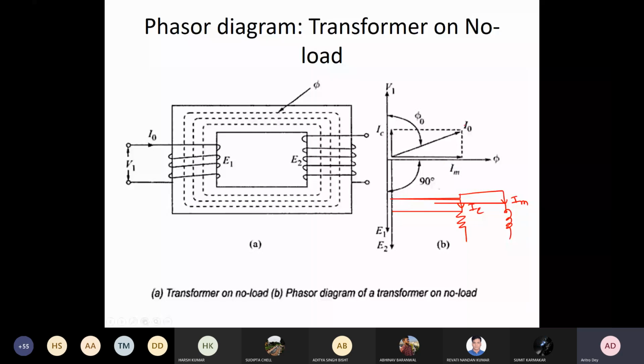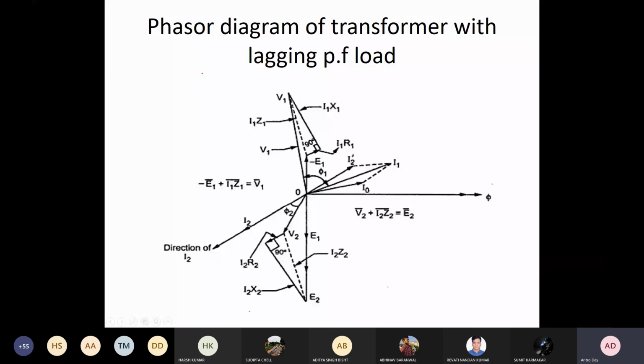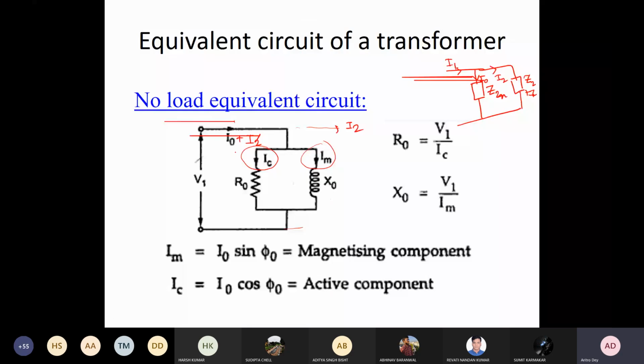So we can draw it like this: this is your V1, this is your R1, so you get your IC, and this is your X1, and here you get your IM, which is 90 degrees lagging. This is how we can represent the open circuit situation, where the secondary is open and we have only the magnetizing current flowing through the core.